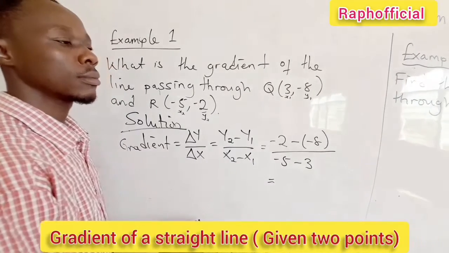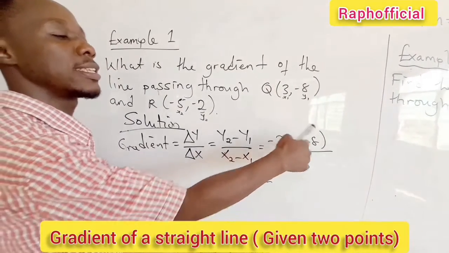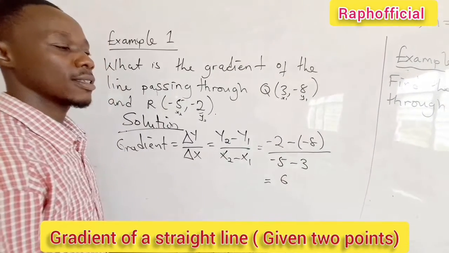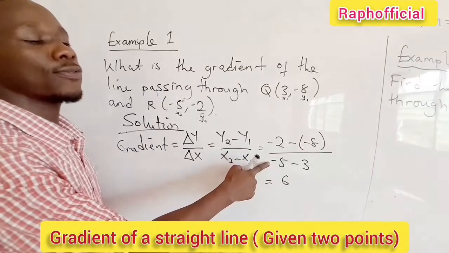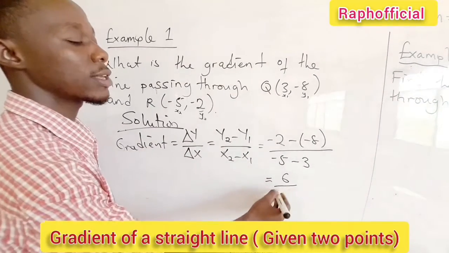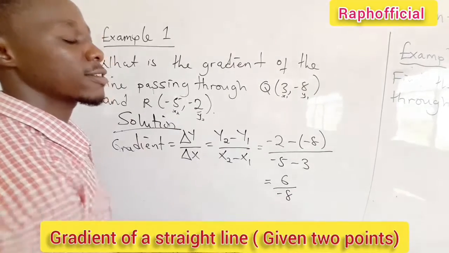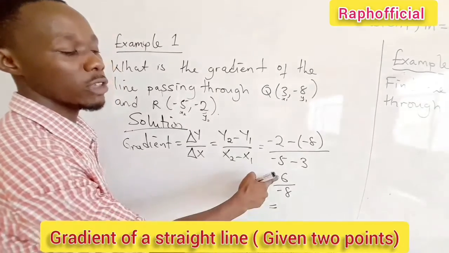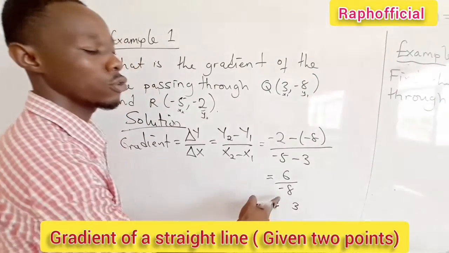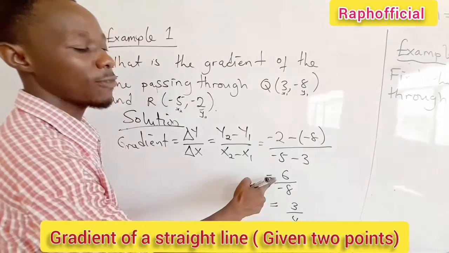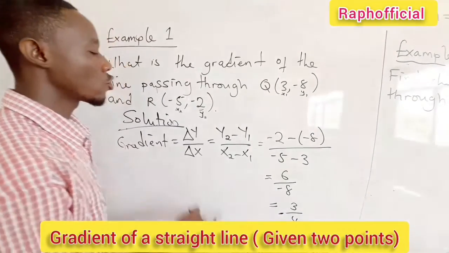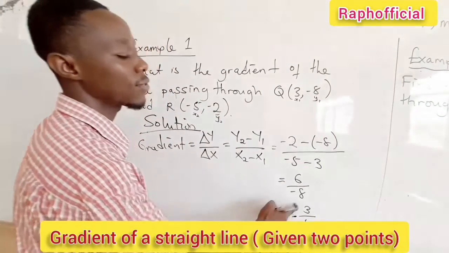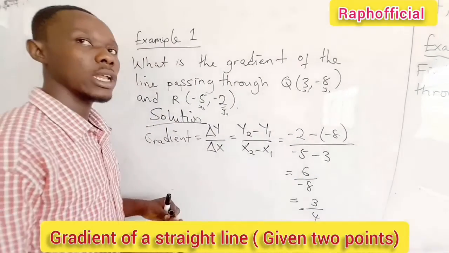Then -2 minus -8 will give us 6. We have here -5 minus 3, which will give us -8. So I think we can break it down. Breaking it down, 2 goes here, 3, 2 goes here, 4. Then we have negative, which is your negative. So the gradient for these 2, Q to R, is -3 on 4.